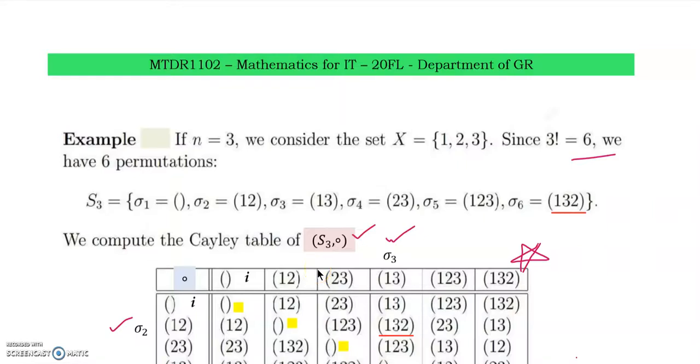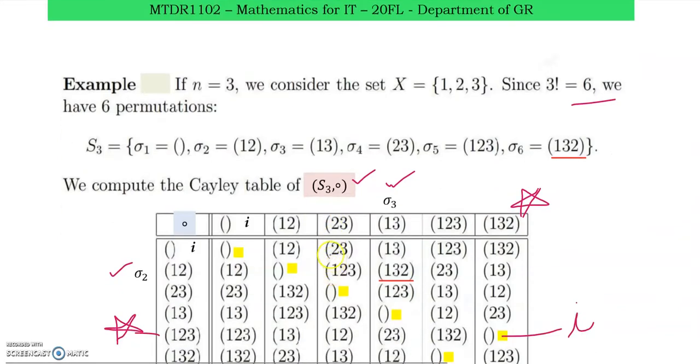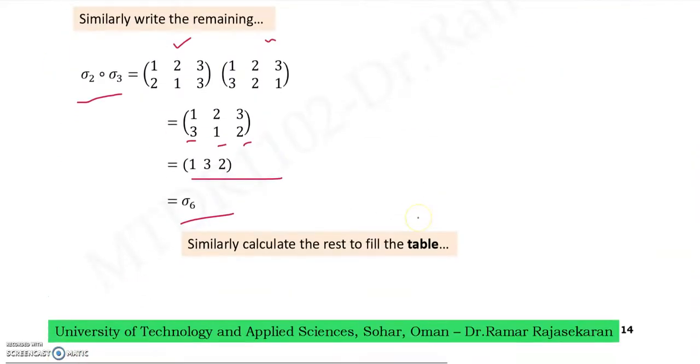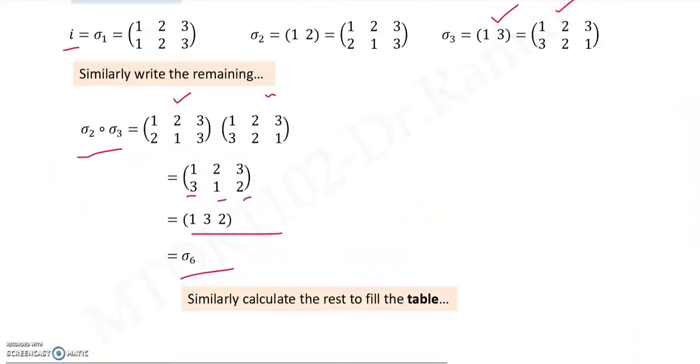Dear students, this is the continuation of the previous video, a continuation of this problem. Now, we have to prove that S3 with composition is a symmetric group. What I have explained here: if you take sigma 2 and sigma 3 and do composition, you will get sigma 6. Then how to write the cycle form into the permutation?